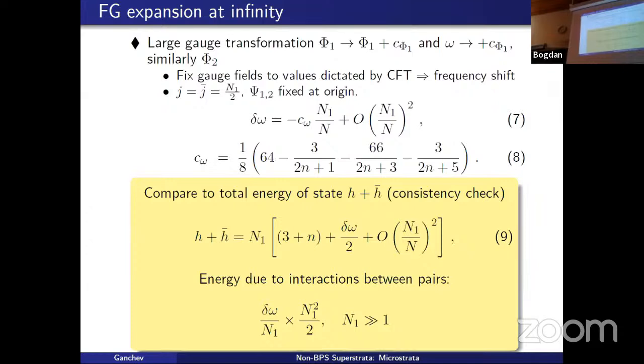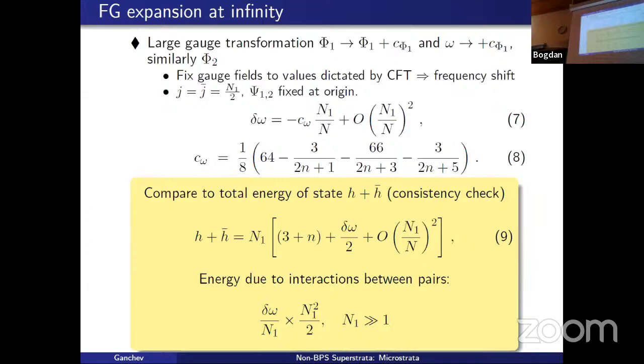So to leading order, it should be just the energy of the free particles, which is n plus 3 times n1, so there's a number of constituents. I didn't give you, but h and h bar are, I think, h is n plus m plus 1/2, and h bar is n plus 1/2, and we're looking at m equals 1, and this is the expression you get. And then the first correction that you expect is due to the interaction between the different pairs.